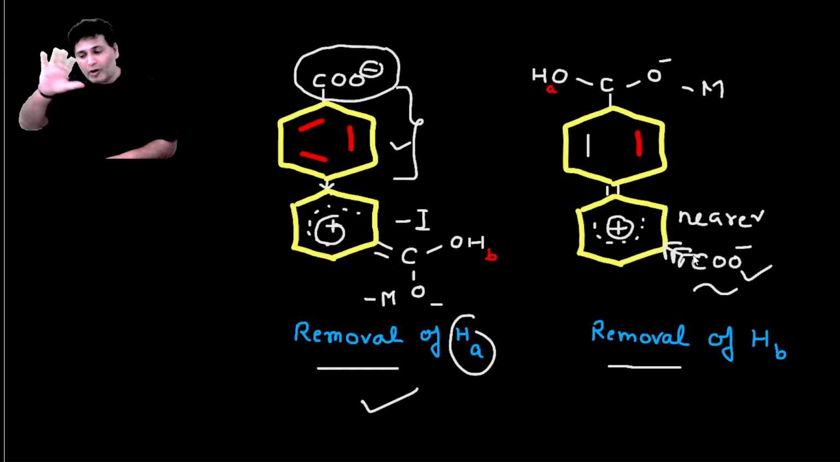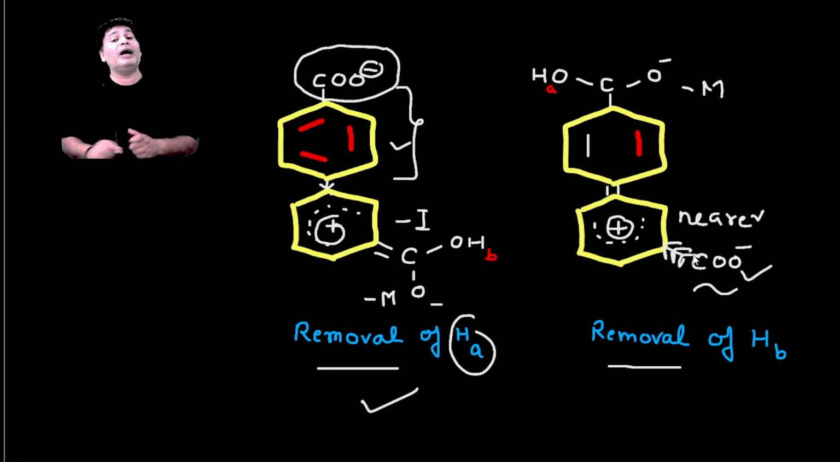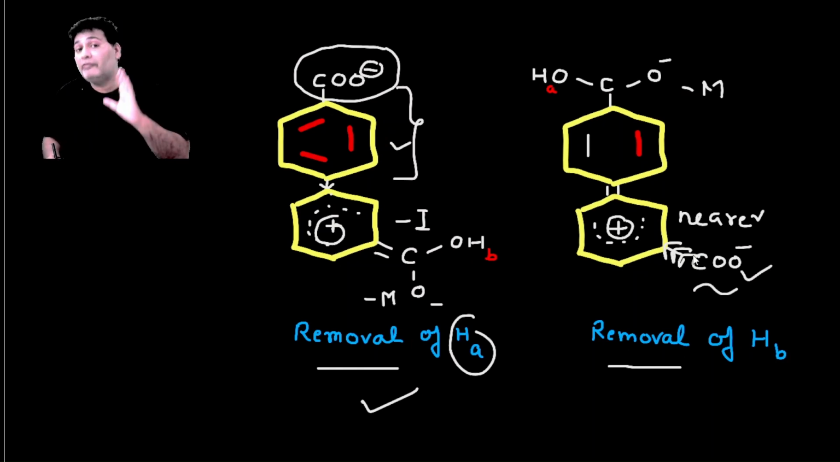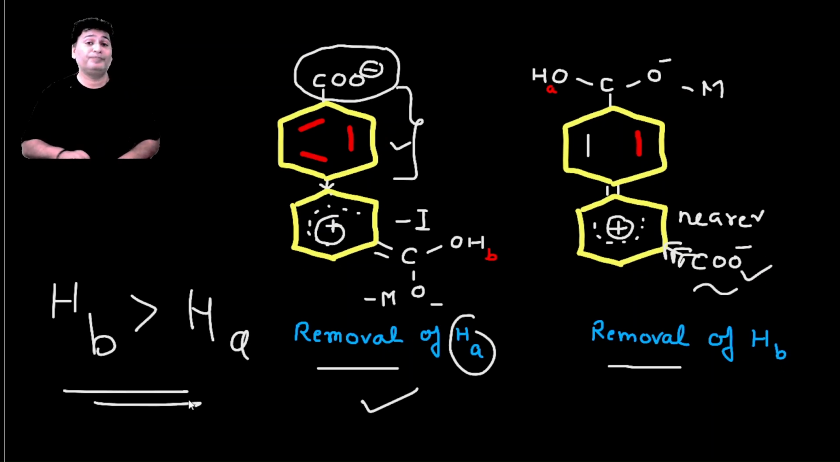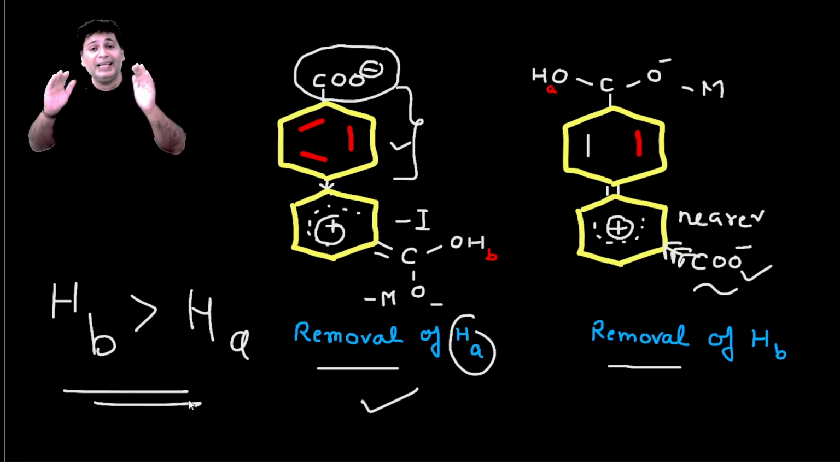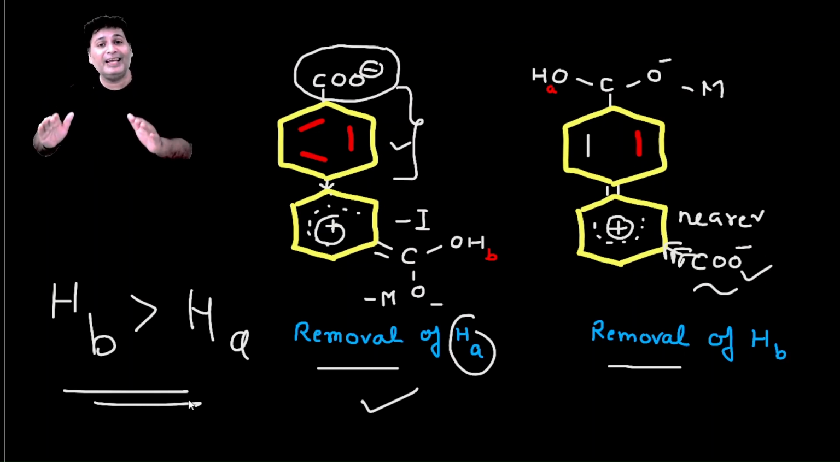So from all these discussions, we have come to a very important conclusion that hydrogen B is more acidic in comparison to hydrogen A, and that is how you have to see the question in a very critical manner, taking these fundamentals into account.